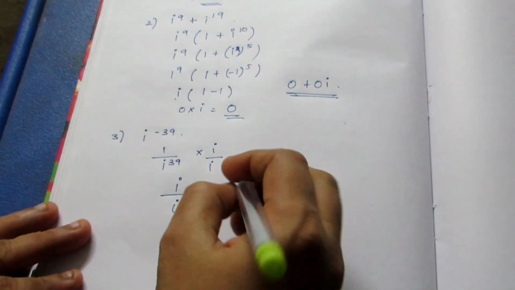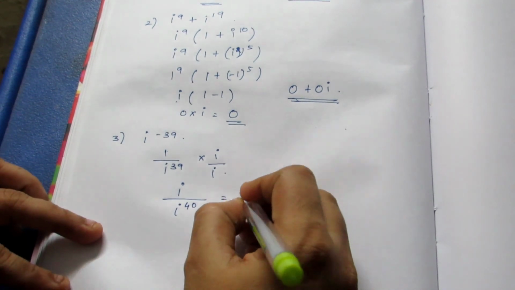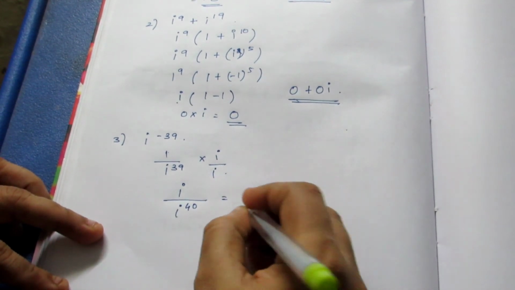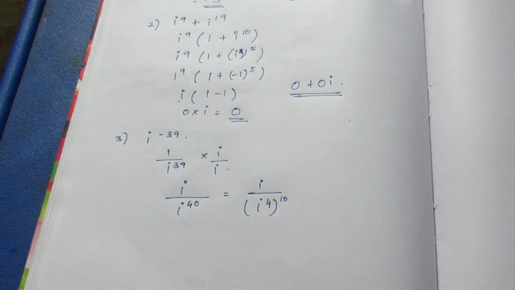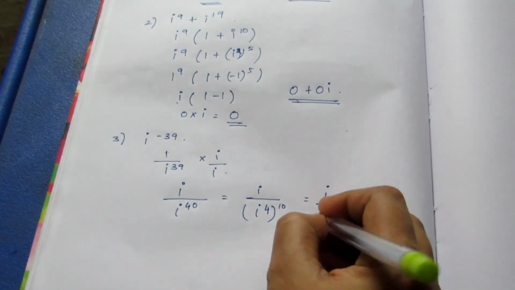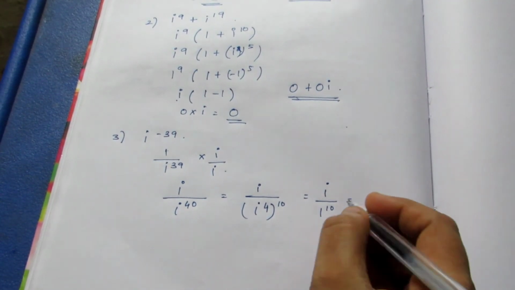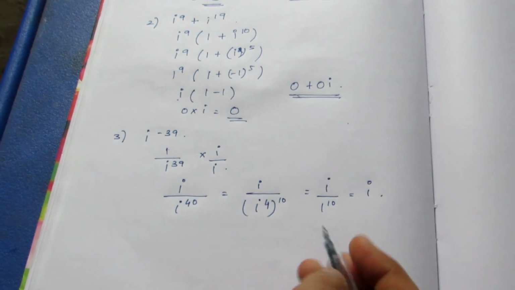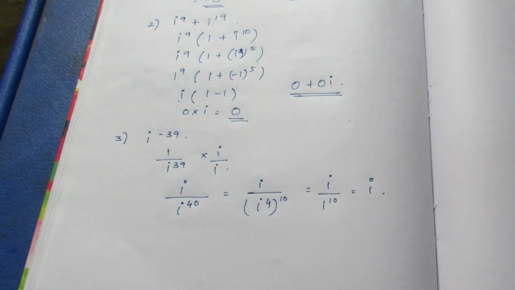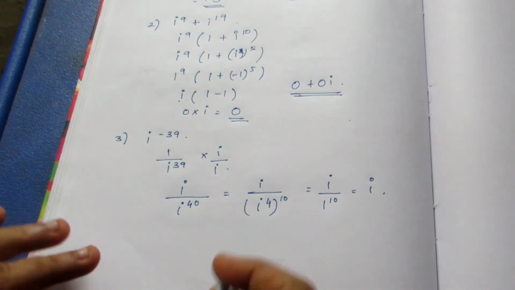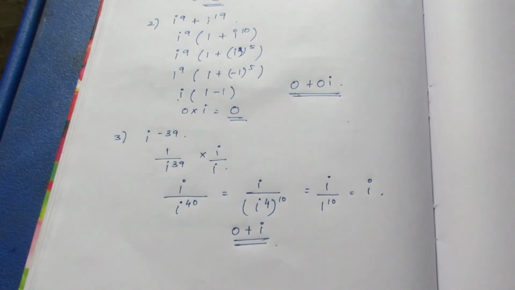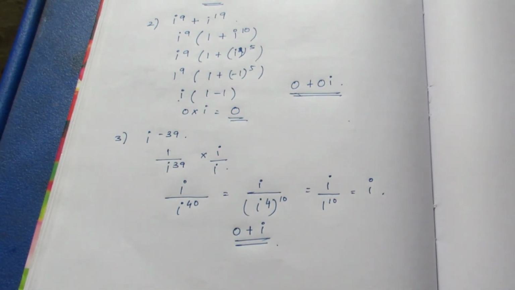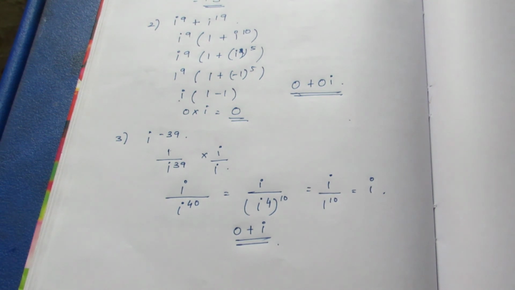If it is 40, I can write this as i power 4 the whole power 10, because we know the i power 4 value is 1. So 1 power 10 will become 1. So this will become only i, and i by 1 will become i. There is no real part, only imaginary. So we write this as 0 plus i. This is the final answer, because there is no real part we need to write it with 0. So 0 plus i is the answer for the third sum. We'll move on to the fourth one.